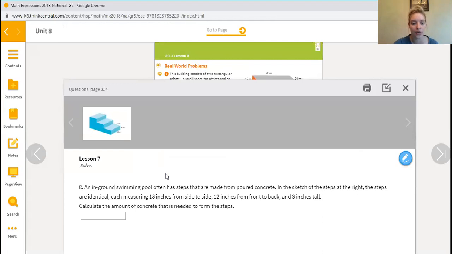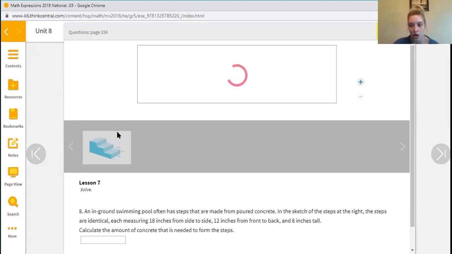The last one here, an in-ground swimming pool often has steps that are made from poured concrete. In the sketch of the steps at the right, the steps are identical, each measuring 18 inches from side to side, 12 inches from front to back, and 8 inches tall. Calculate the amount of concrete that is needed to form the steps, okay? So all of these steps are identical, okay?